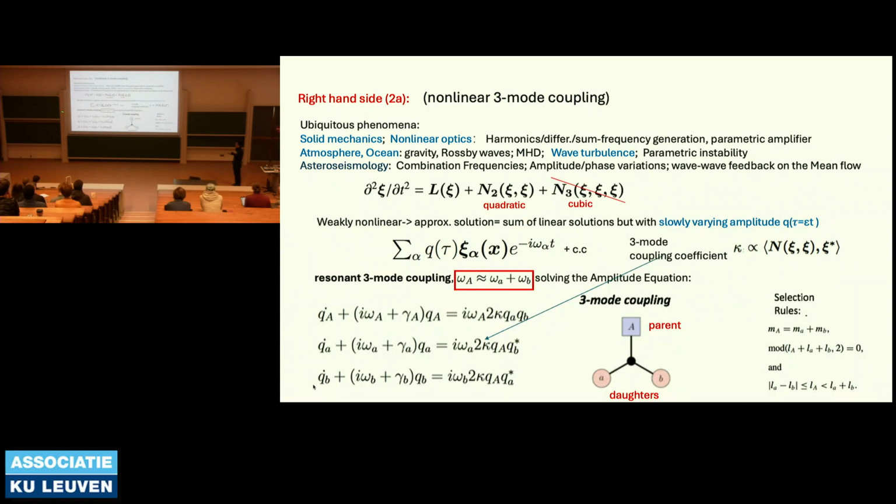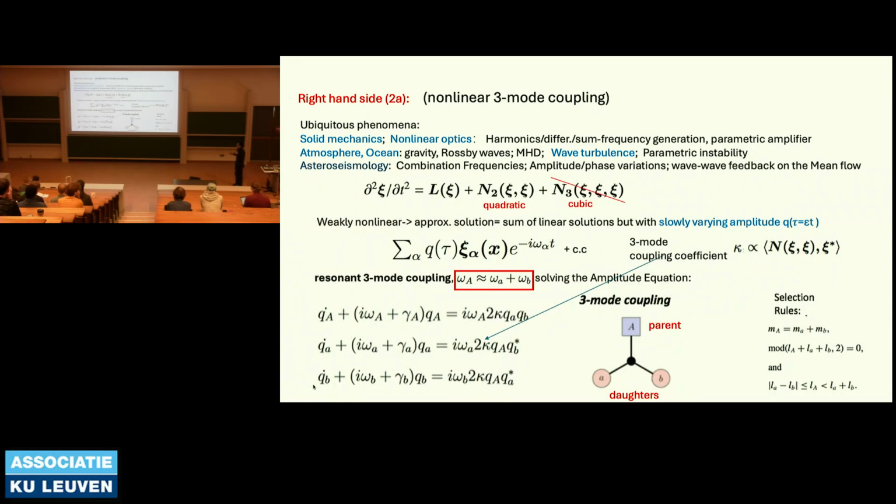In this resonant three-mode coupling case, we have this frequency relation here. And this is a relatively simple set of ODEs, and the only difficult part is just the three-mode coupling coefficient term here. But this essentially depends on the integral of three spherical harmonics, which will naturally give you some selection rules, because only in this case can you get a non-zero coupling coefficient.